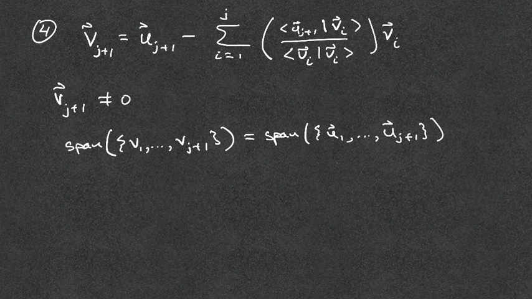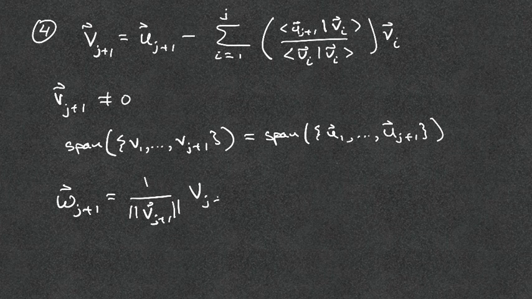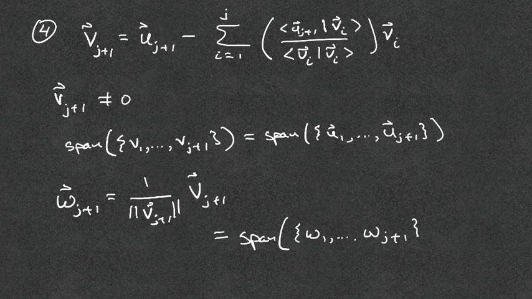And so since v sub j plus 1 is not 0, we define our w sub j plus 1 as being the normalization of our v sub j plus 1, then we again get that this will be equal to the span of our w sub 1 up to w sub j plus 1. And so by the principle of math induction, we can do this for any of our vectors from 1 up to k, or however many vectors that we have in our set.